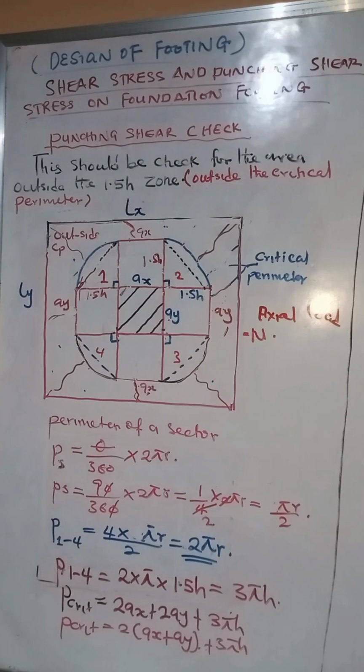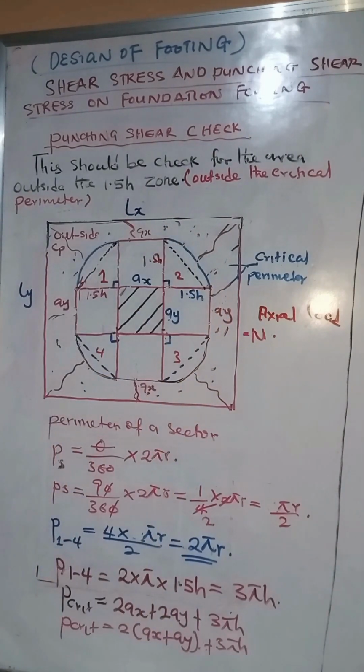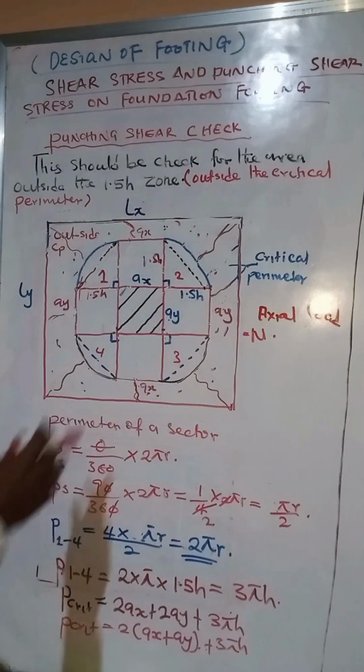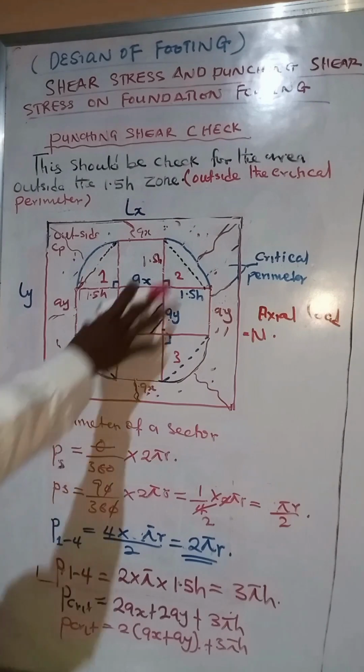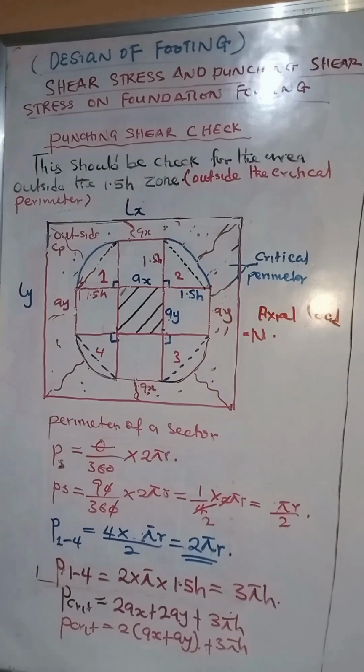The next thing we want to get is the value of the shear stress that is acting outside this critical perimeter, which is this position. So we're going to look for the shear stress acting outside this critical perimeter. So let's go on and work on that. We need to obtain the area outside this critical perimeter. For us to do that, let's first of all obtain the area inside the critical perimeter. So when we subtract the area inside the critical perimeter from the entire footing, we'll have the area outside the critical perimeter.